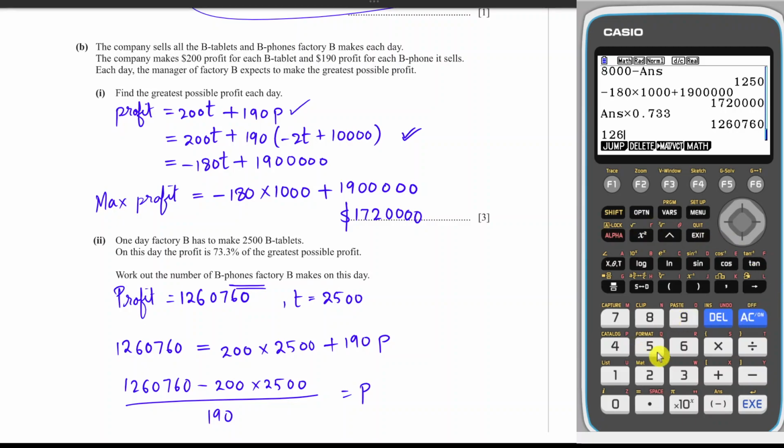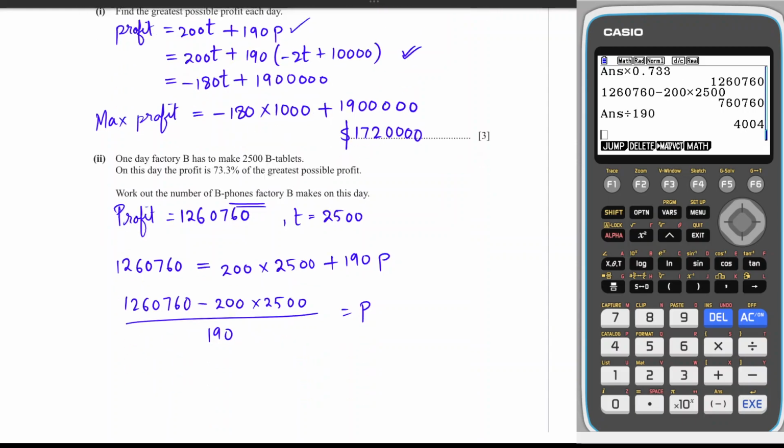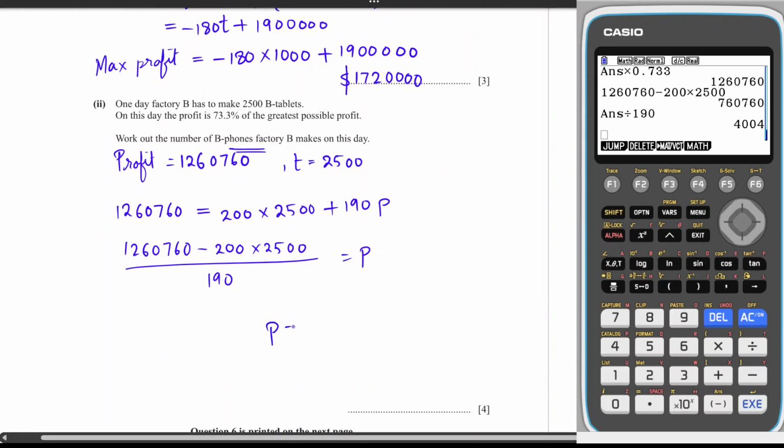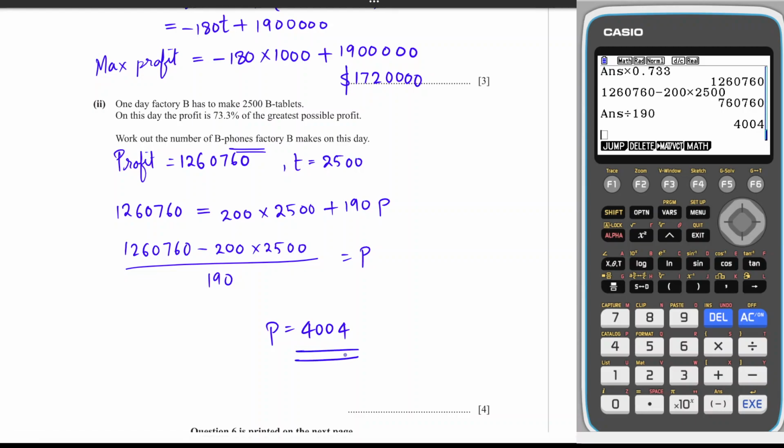So let me just do that. 1260760 minus 200 into 2500, divided by 190. It gives you P is 4004. So P is 4004. The number of phones that can be made are 4004.